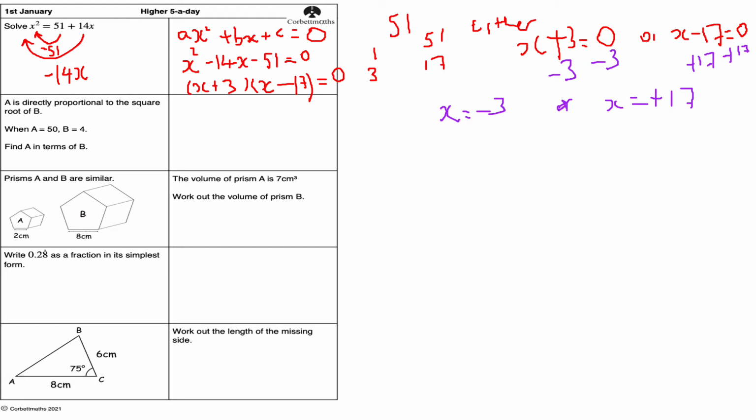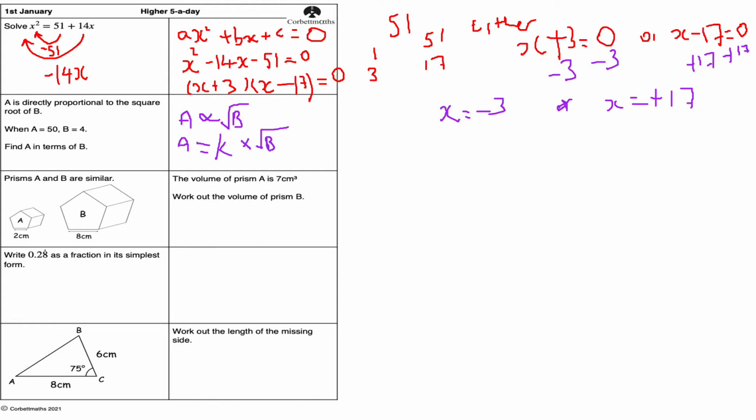Okay, question number 2. A is directly proportional to the square root of b. When a is 50, b is 4. Find a in terms of b. So from this first statement here, a is directly proportional, so a is proportional to the square root of b. So this is what I call the proportionality symbol, okay? So a is equal to some constant k times the square root of b, okay?